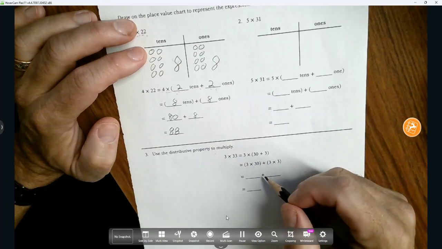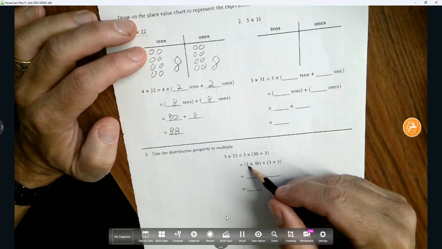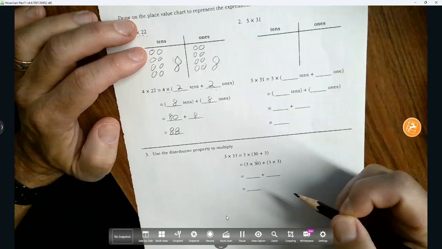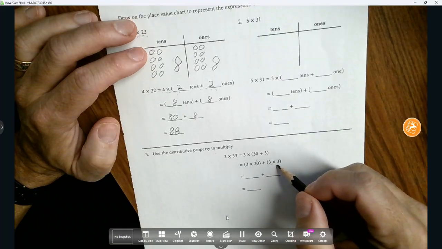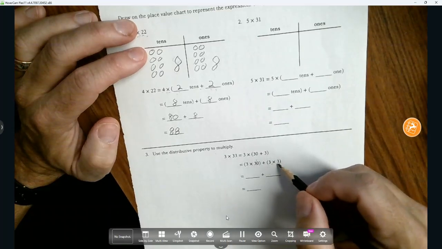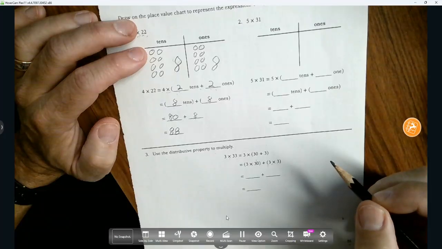Remember my trick. I'm not going to answer this one for you, but remember my trick. You can take that 0 out and go 3 times 3. Find out what that equals, then put the 0 behind it. And then the same thing here, 3 times 3. So write that answer here for 3 times 30. Write the answer here for 3 times 3. Add those two together, and that should give you your total answer on the bottom.